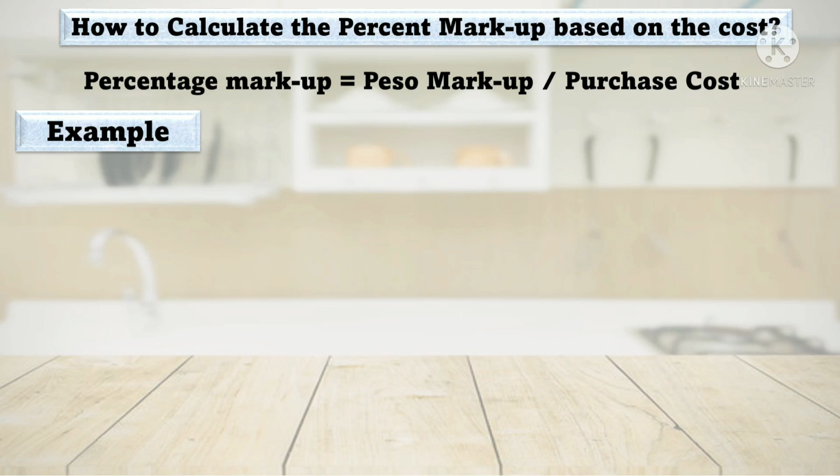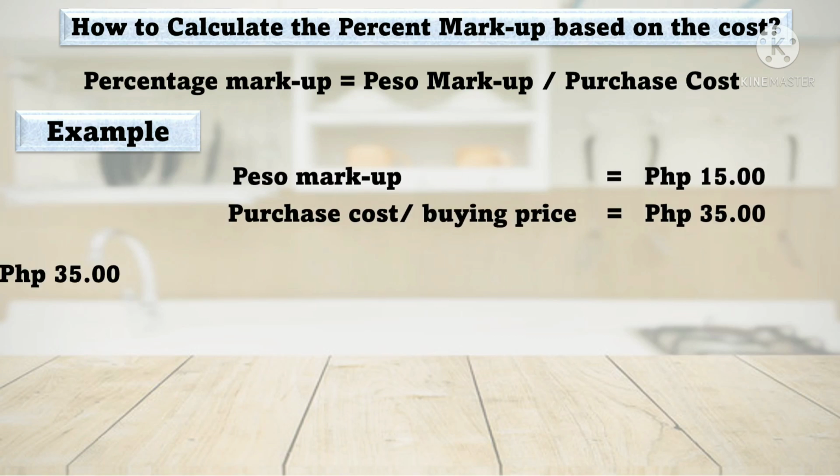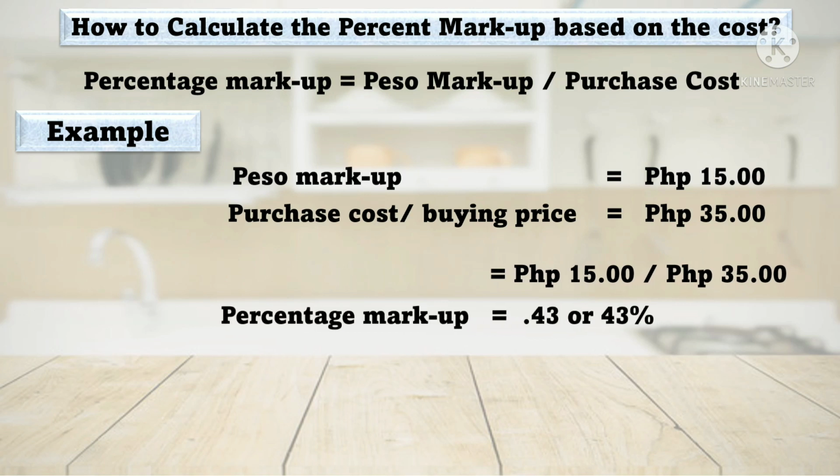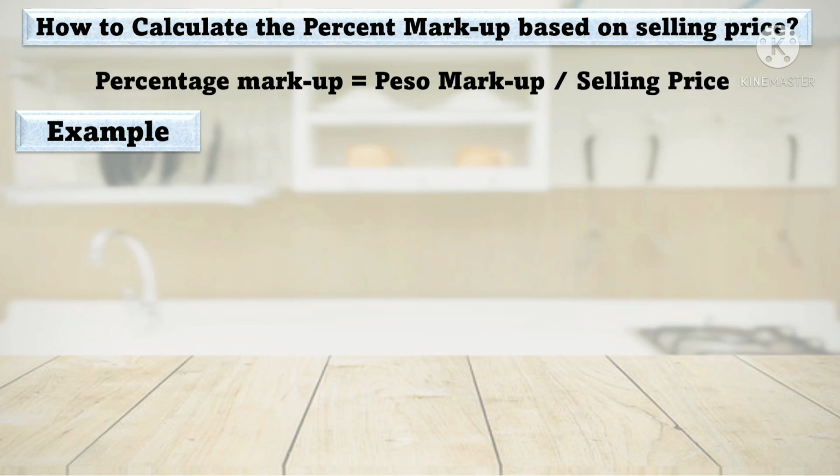How to calculate the percent markup based on the cost? This is done by dividing the peso markup by the cost. Here is an example. How to calculate the percent markup based on selling price? This is done by dividing the peso markup by the selling price. Here's an example.